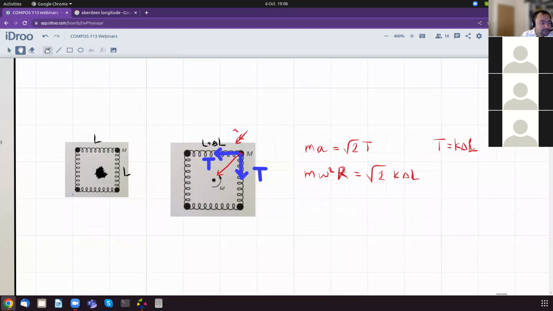Now we need to find the radius. The radius is L divided by square root of 2. Almost. Yes, Henry, you corrected yourself: L plus delta L, divided by square root of 2. You find the diagonal. The diagonal is square root of 2 times L plus delta L. And then you divide it by 2, you get L plus delta L divided by square root of 2. So you plug that in, the radius.